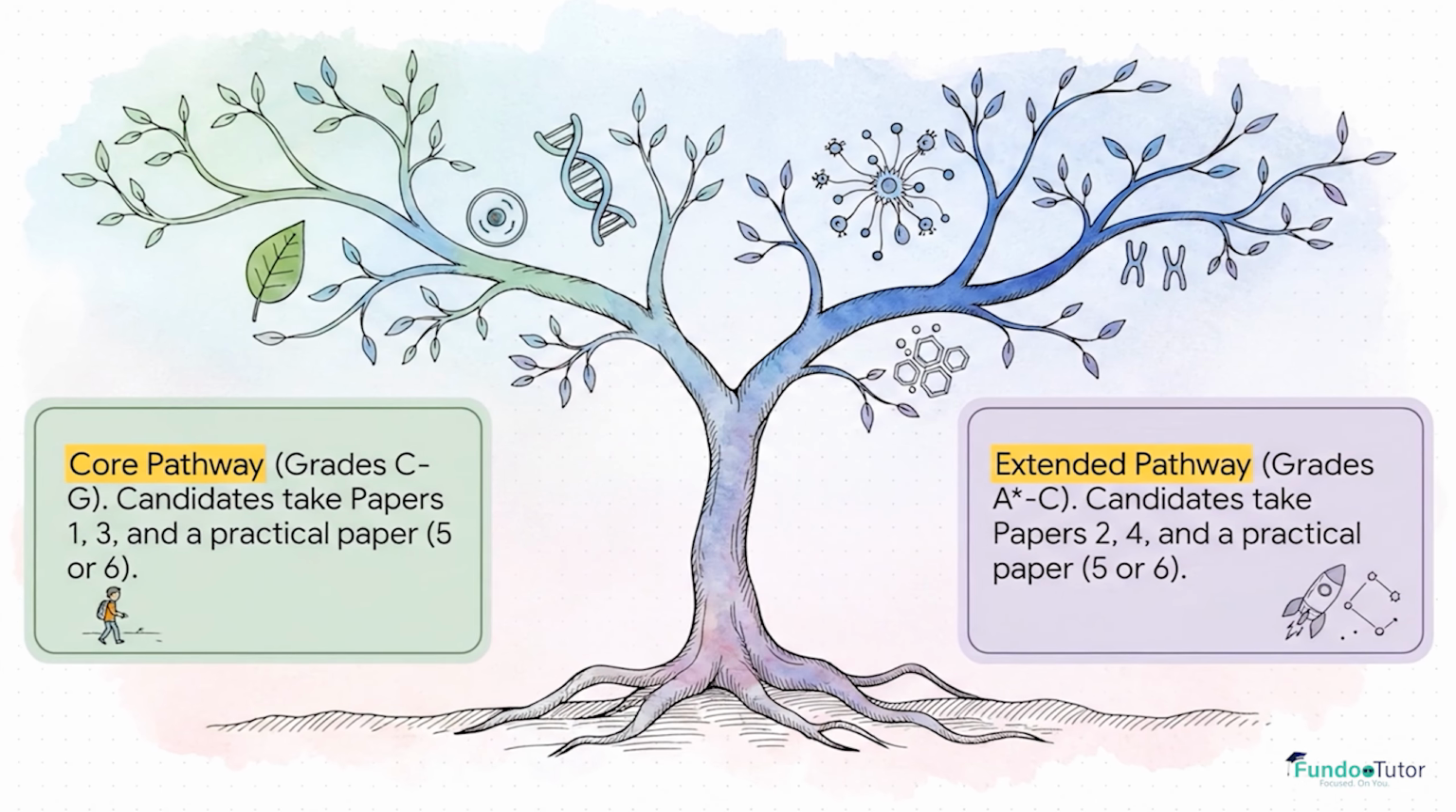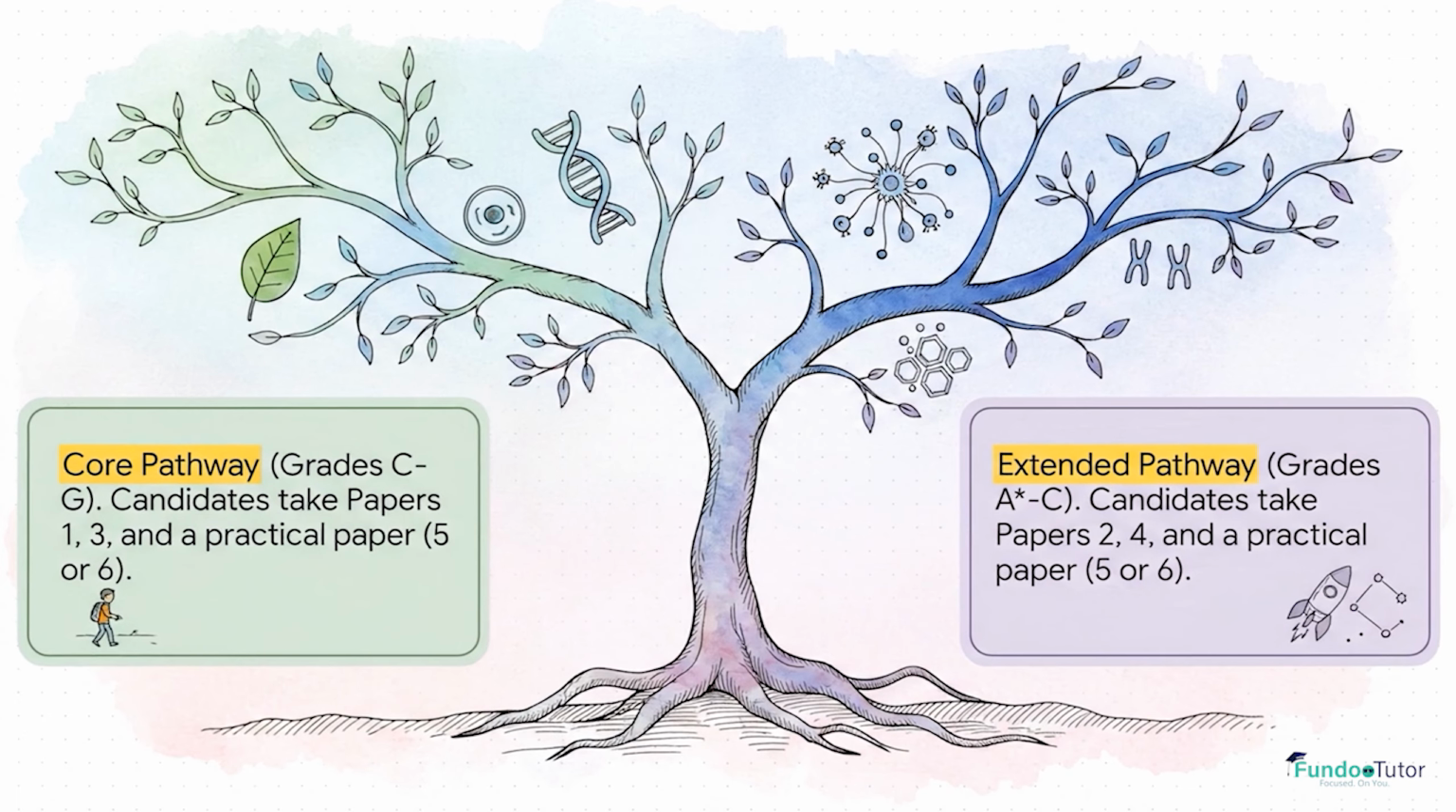Well, on one hand, you've got the core pathway. This is designed for students who are expected to get grades from C down to G. If that's you, you'll be taking papers 1, 3, and a practical paper. On the other hand, there's the extended pathway. This is for those of you gunning for the top grades, from A star down to C. For this route, you'll take papers 2, 4, and again, one of the practical papers.